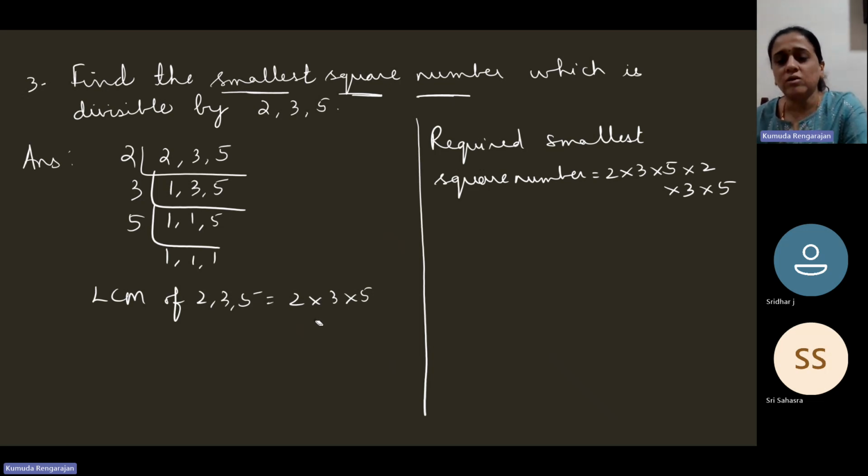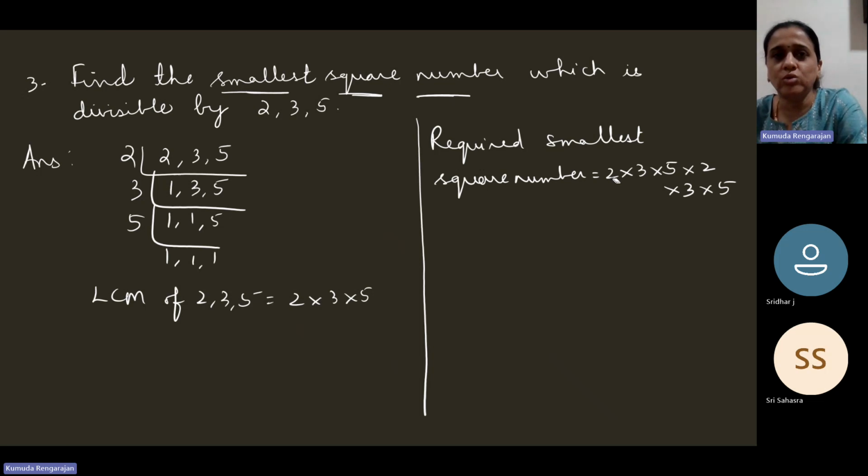All right. Now, if the number should be a square number, every prime factor should occur in pairs. We found the smallest number. Remember, the smallest number is the LCM. We found the LCM. So you should not only find the smallest number, that smallest number should also be a square number. If it should be a square number, every factor should occur in pairs. There should be 2 2s or 4 2s or 6 2s. Every prime factor should occur in pairs.